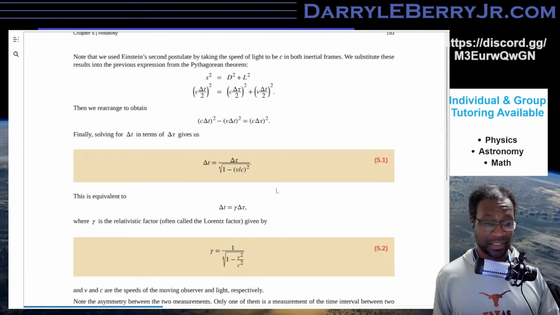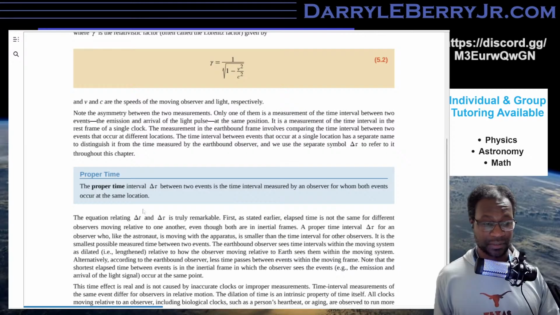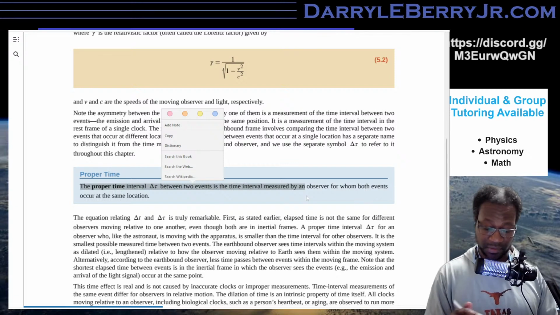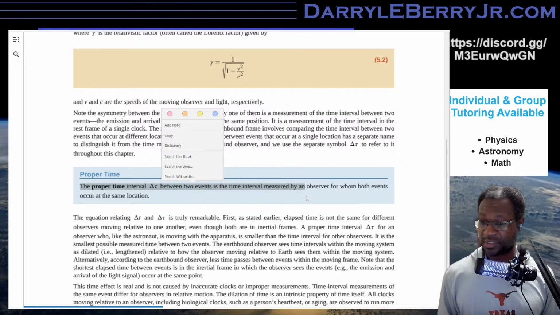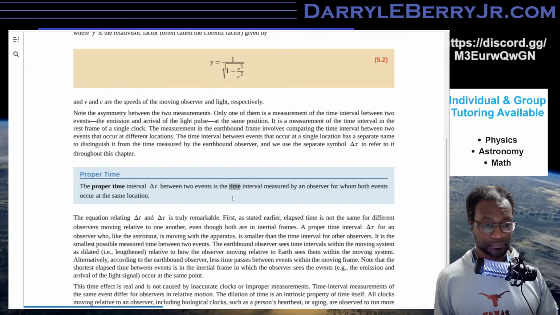Right? And proper time, we see that here, proper time interval change in tau between the two events is a time interval measured by an observer for whom both events occur at the same location. Because again, the person who's on the craft, they're just standing there, the experiment is there and it doesn't move. Only the person looking from the Earth sees the experiment move. Right? So we have that.